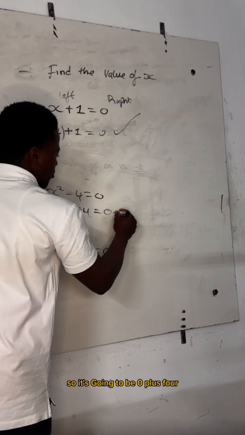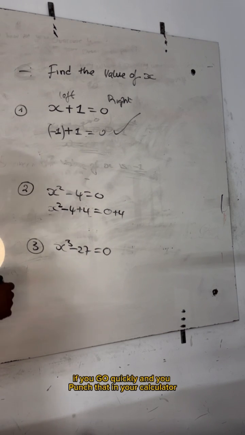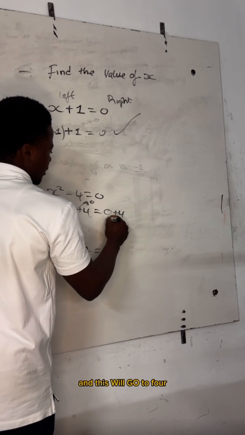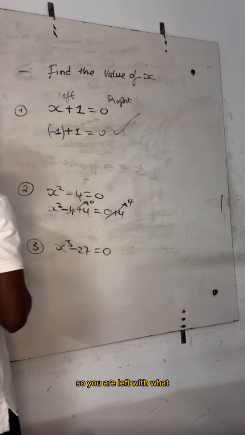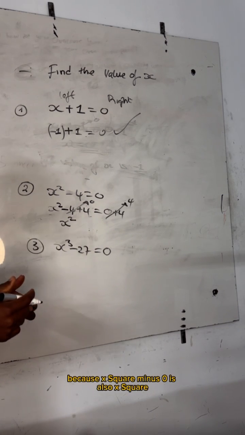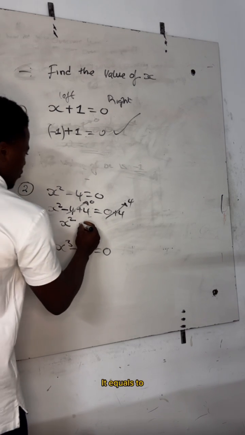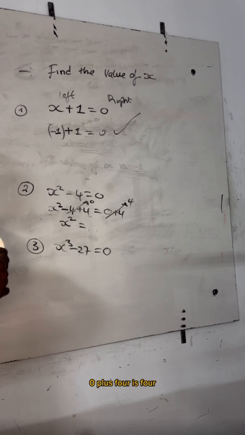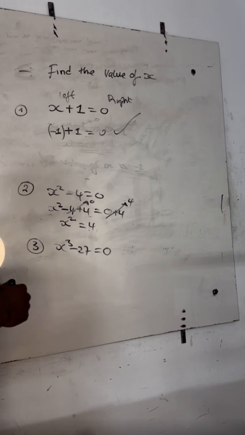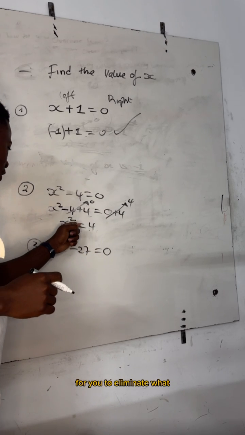So it's going to be 0 plus 4. If you go quickly and punch that in your calculator, this will go to 0 and this will go to 4. So you are left with what? x squared, because x squared minus 0 is also x squared. It equals 0 plus 4, which is 4. And I have 4.